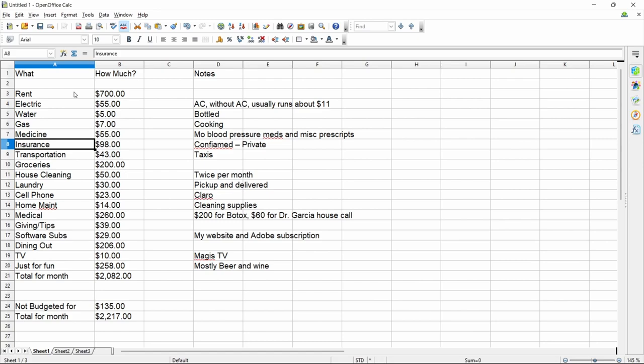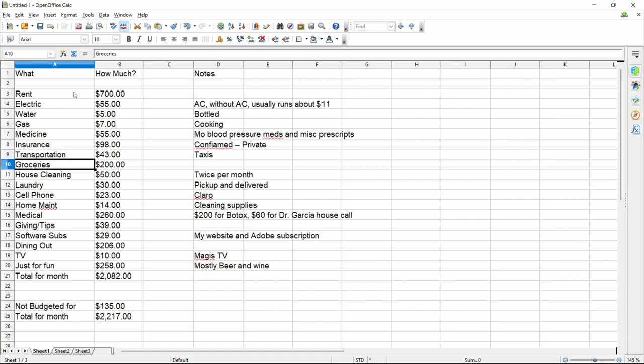My insurance, this is my private insurance, is $98. It's Confia Med. I could be paying less if I went to IESS. I'd pay $71. But as it stands, I'm not using IESS. I have private. It cost me $98. It's a $5,000 deductible. And that's all there is to it. My transportation is $43. That's all taxis.